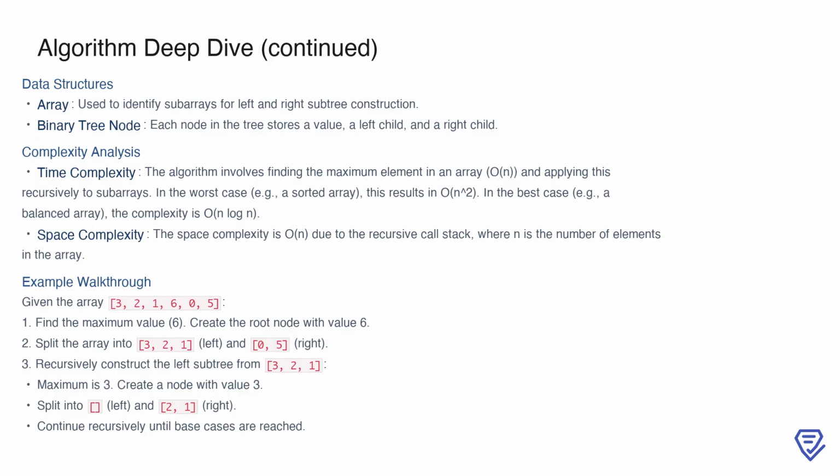As an example, consider the array 3, 2, 1, 6, 0, 5. The maximum value is 6, so it becomes the root of the tree. The array is then split into 3, 2, 1 for the left subtree and 0, 5 for the right subtree. To construct the left subtree, we find the maximum value in 3, 2, 1, which is 3, and create a node with this value. This splits the array further into an empty left subarray and 2, 1 as the right subarray. Recursion continues until all subarrays are processed.